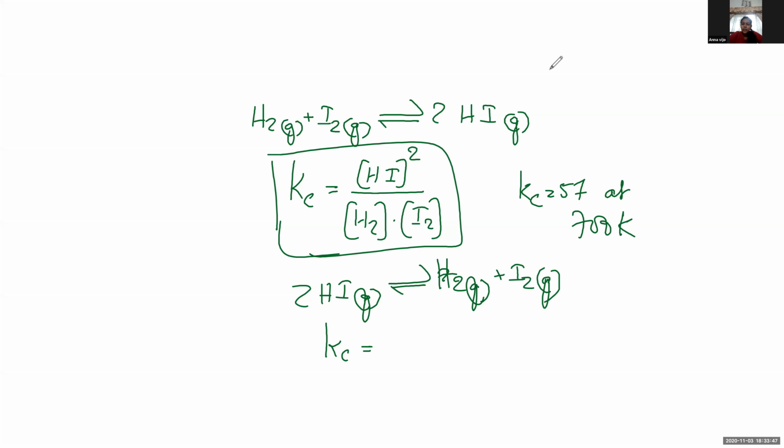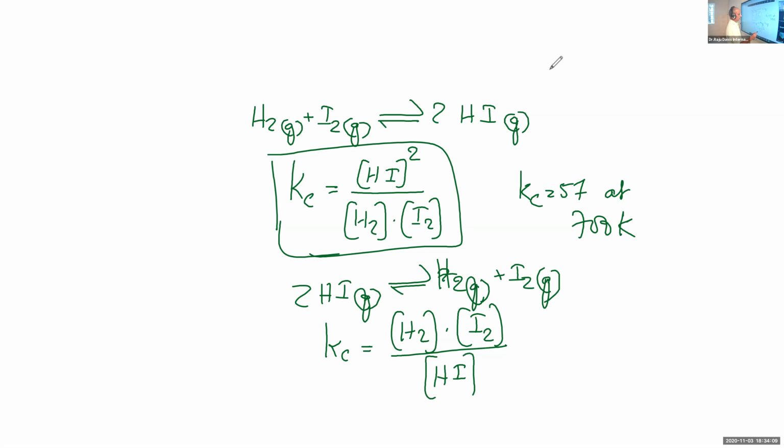The concentration of H2 raised to the power 1, multiplied by the concentration of I2 raised to the power 1, divided by the concentration of HI, whose coefficient, the number of moles, is 2, squared. Now you compare these two values. Is there any relation between these two?